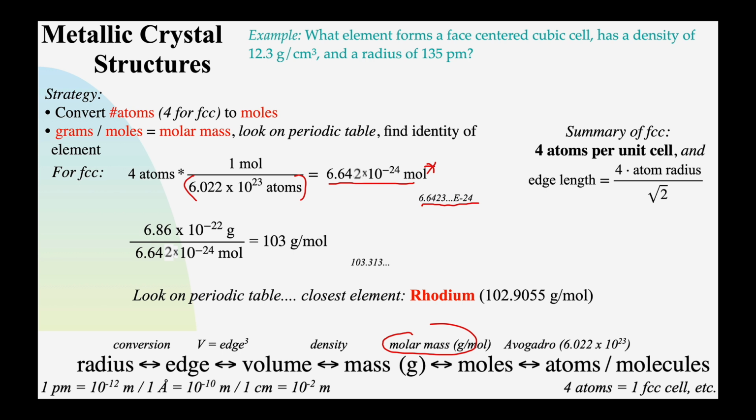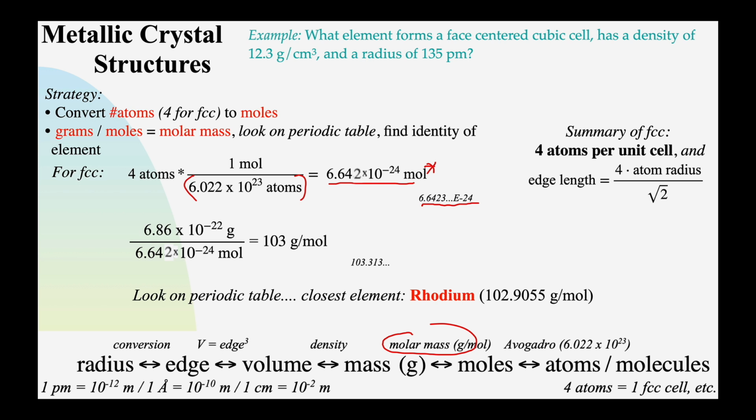I think one of the problems is going to ask you for the density. So you can start with radius, go to edge, and then volume, and then you have to stop. Then you go back to the right, the number of atoms for the cell to moles. You probably know the identity of the metal, so you can go moles to mass, and then mass divided by volume will give you density.